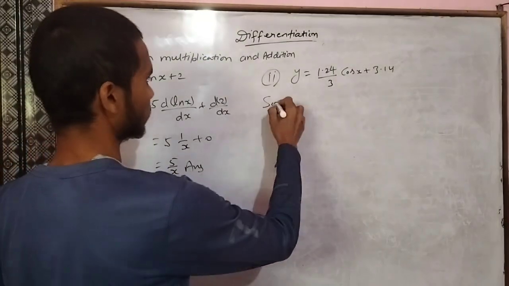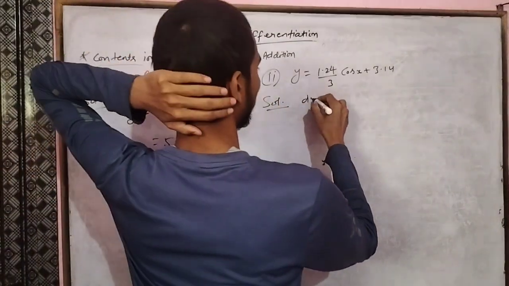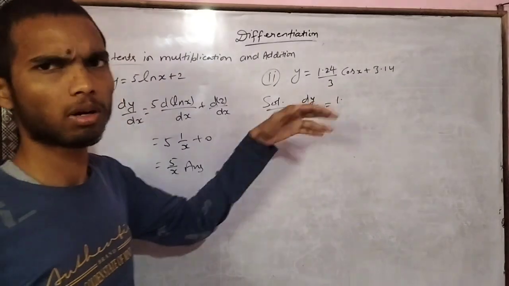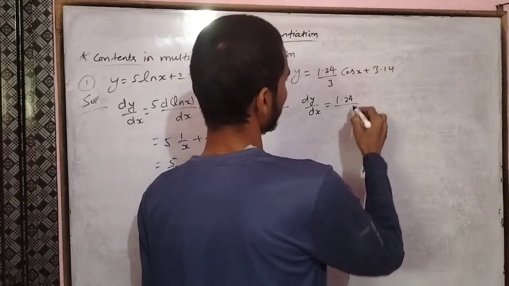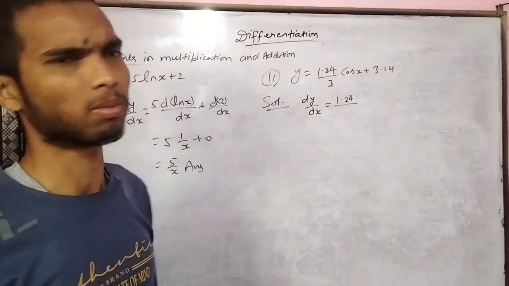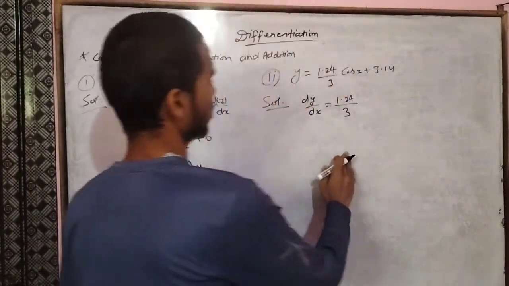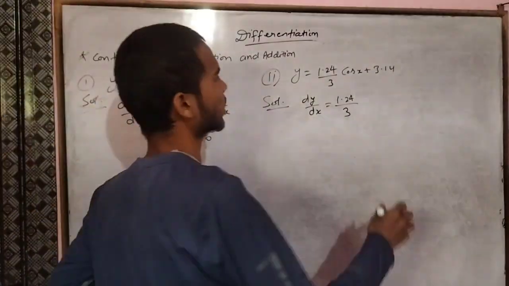Now next, dy upon dx. So this is with the product, it will be written as it. There is no change with the number which is with the product. Now we have two terms.